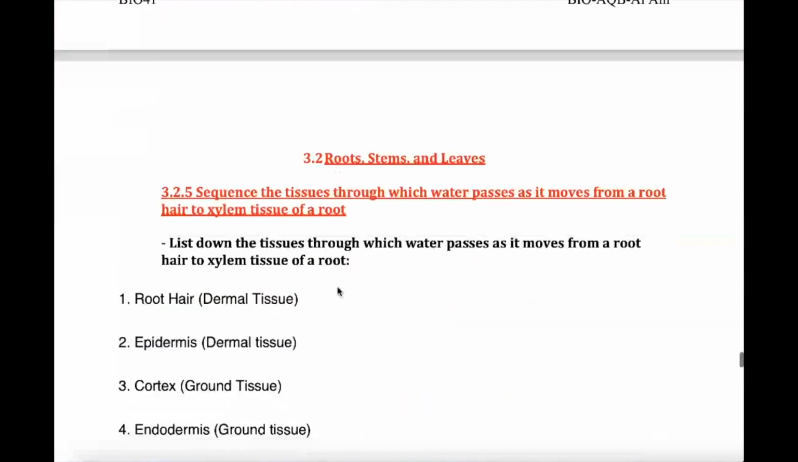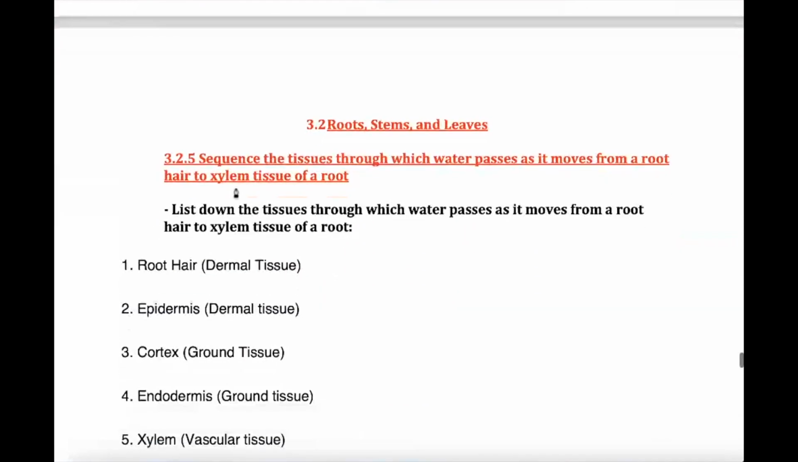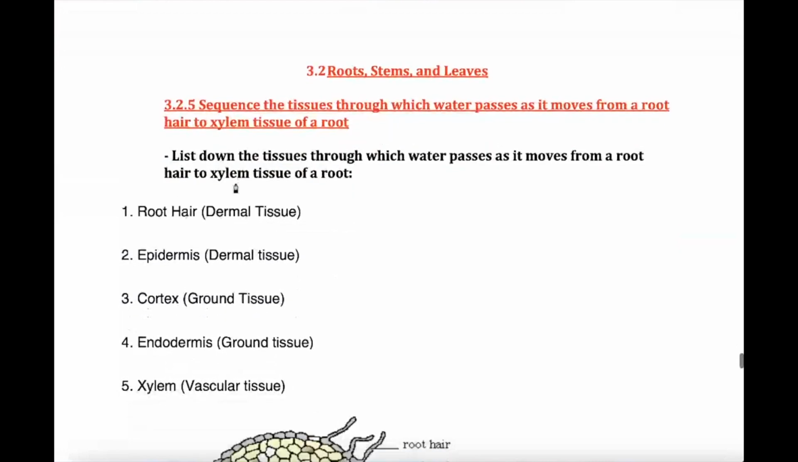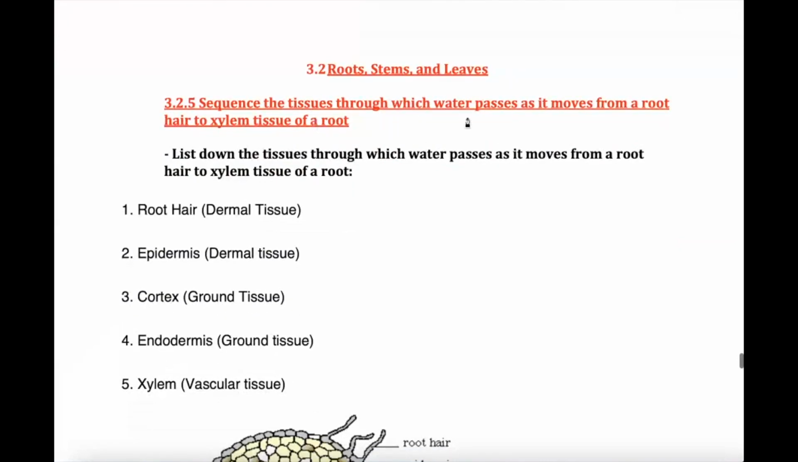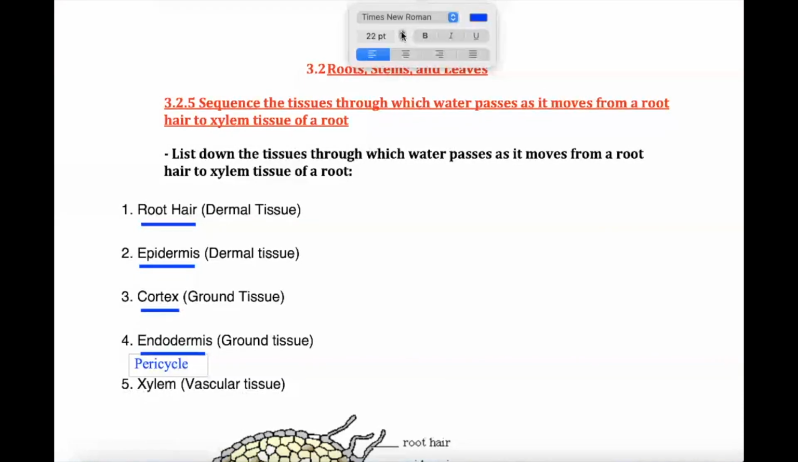Okay. 3.2, boys, root, stem, and leaf. We have to just know about the sequence of the tissues through which the water passes. So first of all, you know that there is root hair here. Then you know that there is epidermis, then cortex, then endodermis. Sorry, epidermis. There is another one, boys, before xylem. Who remembers? Pericycle. Yeah, it was pericycle.